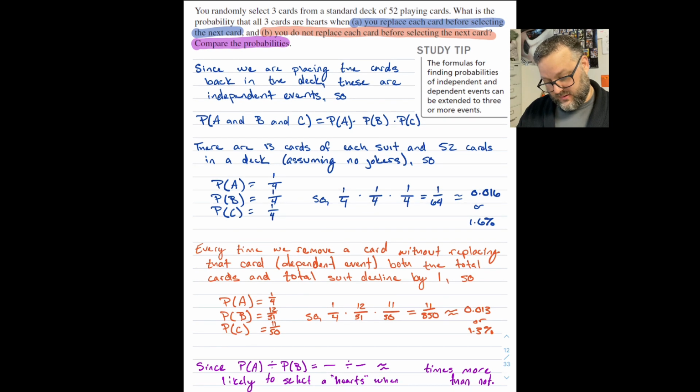So what we find is the probability of A was 1 over 64. And what I mean by the probability of A this time is the probability of small a, meaning we replace the card each time and we pull a heart. And we divide that by the probability of B, or small b in this case, the probability that we were able to pull a heart and not replace the cards. And that was 11 out of 850. When we do that, we get about 1.2 times more likely to select hearts.